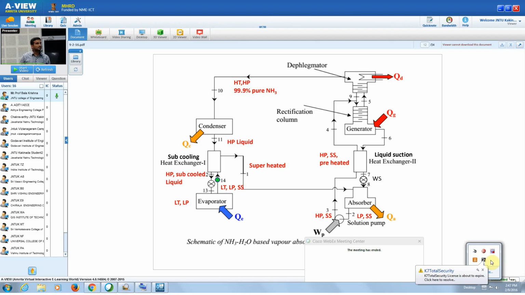Now we'll see how this rectification column dephlegmator works, because we'll have a clear picture of this working.